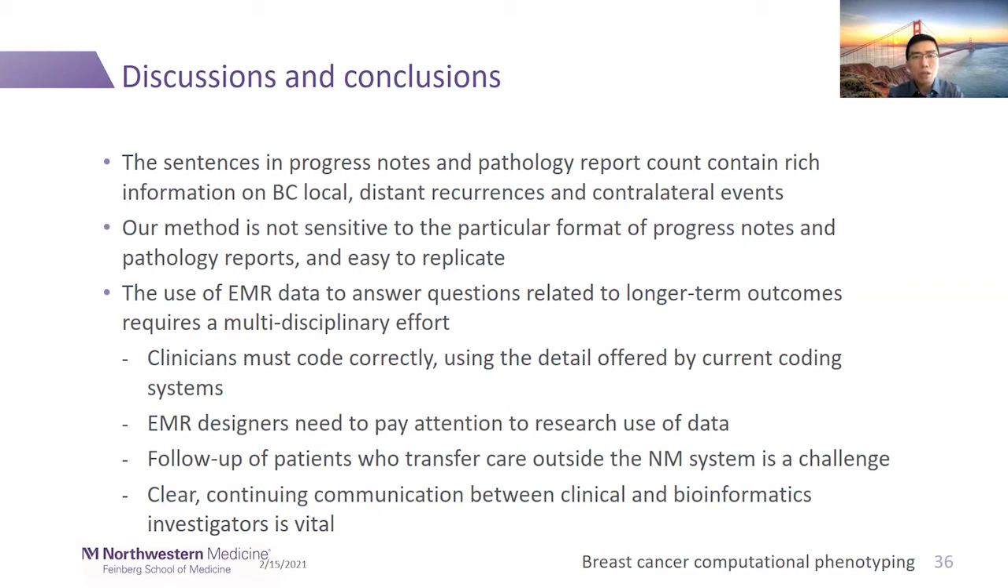And one thing that I'd like to emphasize is that our method that relies on the progress notes and the pathology report counts is actually quite easy to replicate and is not subject to many of the idiosyncrasies from institutional barriers. So this is a choice that was intentionally made. We know that pathology reports at different institutions may have very different templates, and each pathologist could be quite special in terms of how they write the findings.